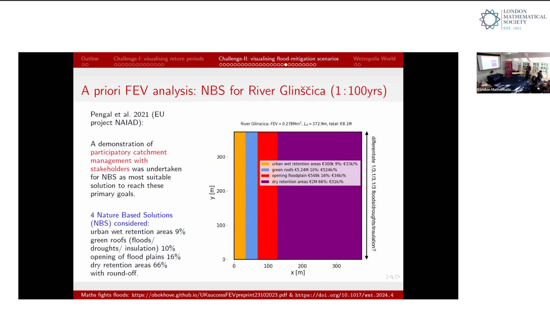So one can do this for a river in Slovenia. I don't want to go through it, but this is much smaller, right? It's just 0.3 million cubic meters. Gives you a sense of how this varies.